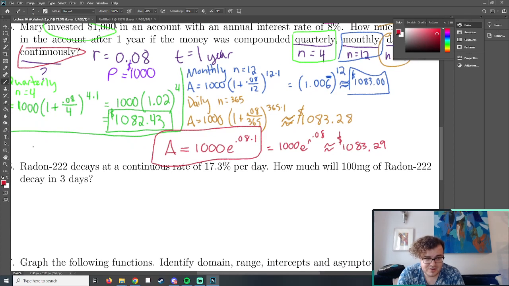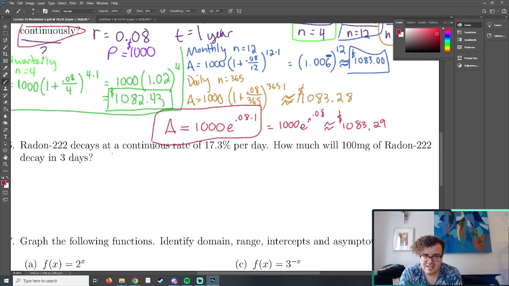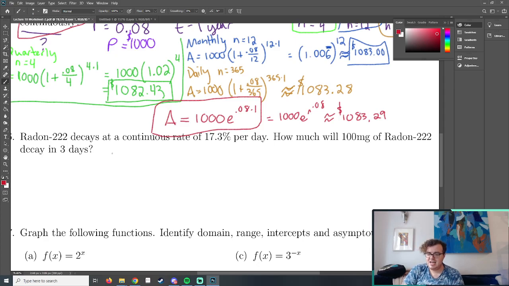And so they happen to know, for example, that this thing called radon 222, that's, I think, radon with a molecular weight of 222, I could be wrong about that, decays at a continuous rate of 17.3% per day. How much will 100 milligrams of radon 222 decay in 3 days? So here we can modify our PERT formula slightly. Instead of time being in years, we'll assume it's in days, but that's okay because our rate is also a daily rate rather than a yearly rate, so we don't have to do any time conversions. As long as R and T agree in terms of what the unit of time is, you don't need to mess with anything.